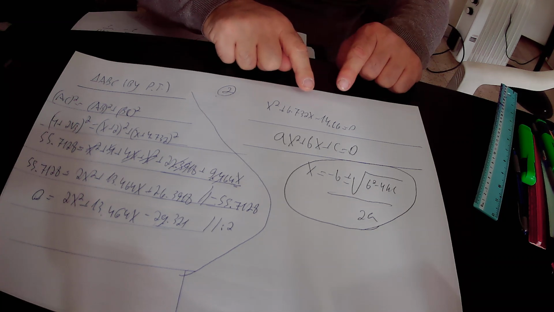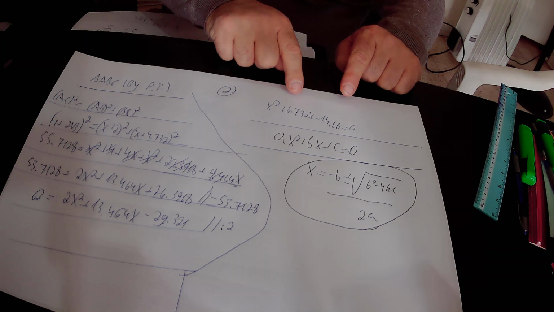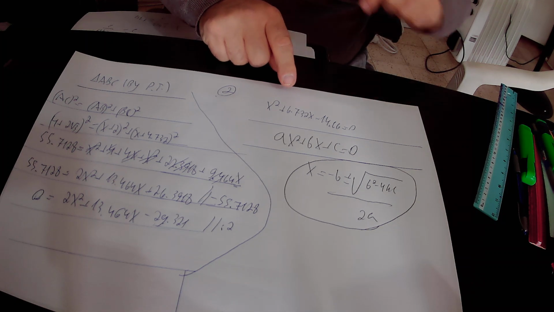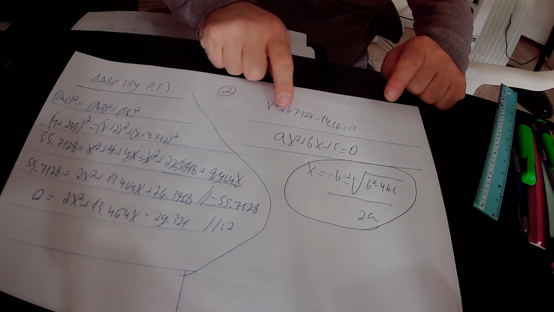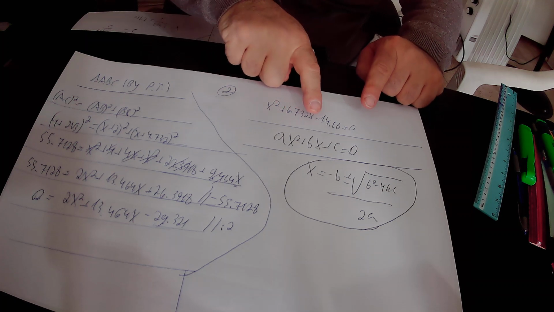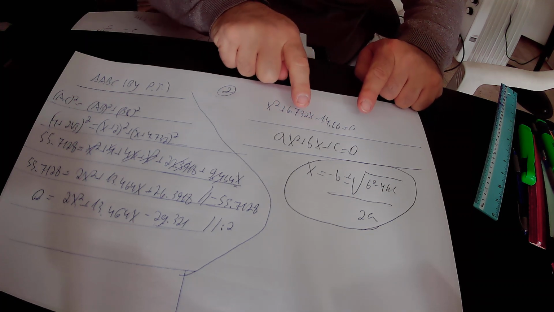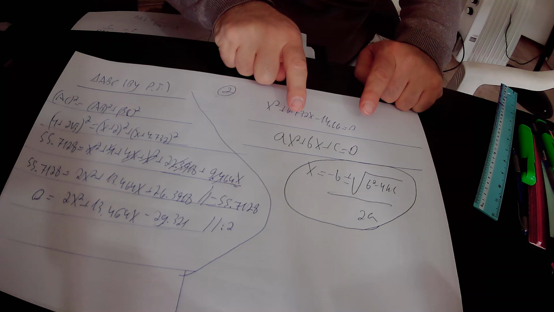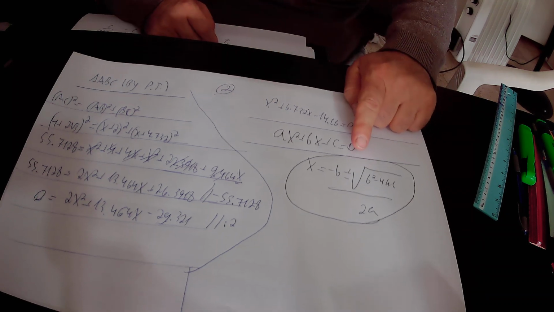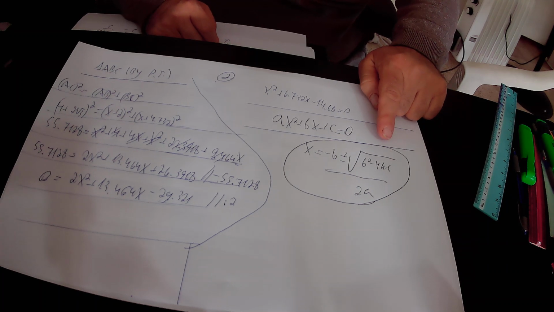So this is the quadratic equation, and the general form of a quadratic equation is ax squared plus bx plus c equals 0. In this general formula, a, b, and c are the coefficients of the quadratic equation, and x is the variable that we are looking for. And we find the value of x according to the following formula: x equals minus b plus or minus square root of b squared minus 4ac, over 2a.